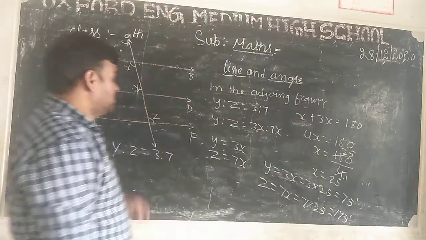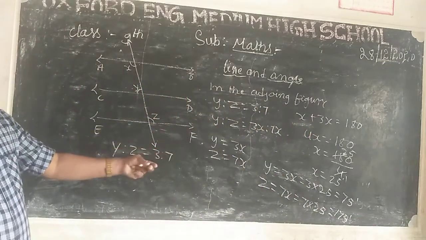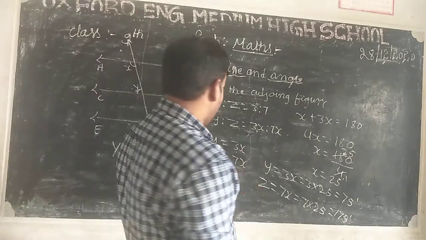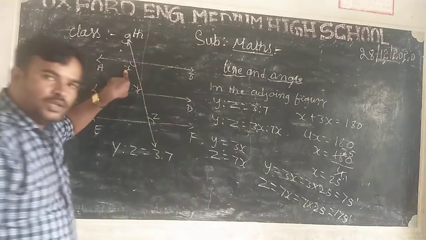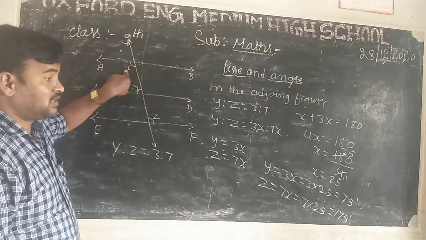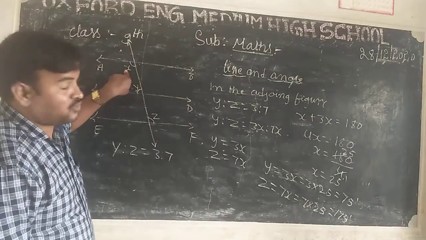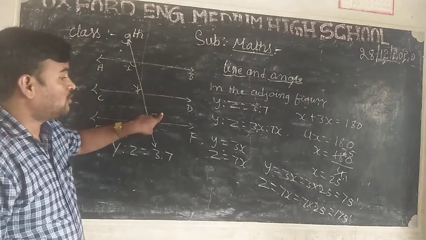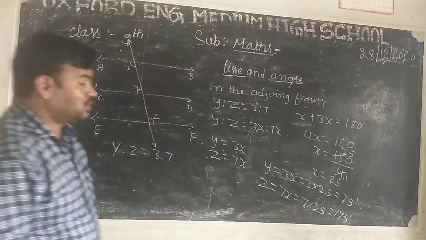175 degree. Like this, we should find the value of y, z and x. What is the value of x? The x value is 25 degree. The y value is 75 degree. The z value is 175 degree. How 175?